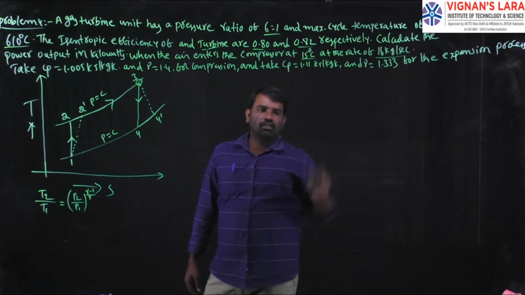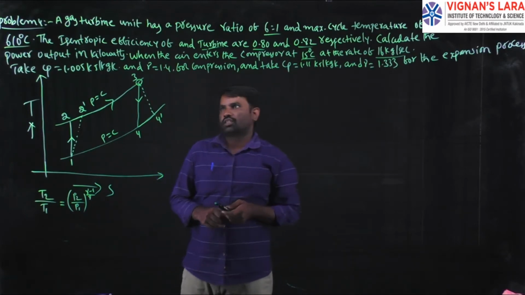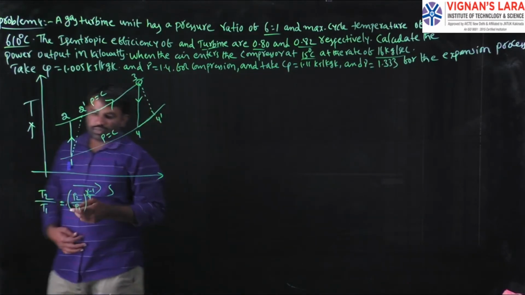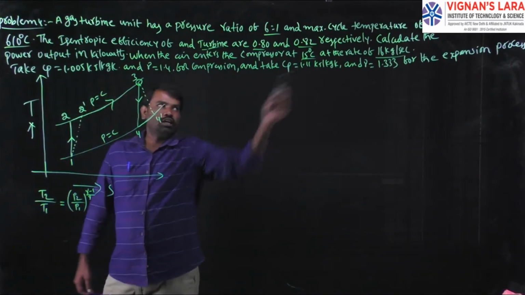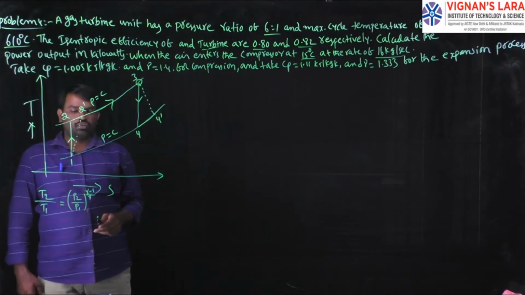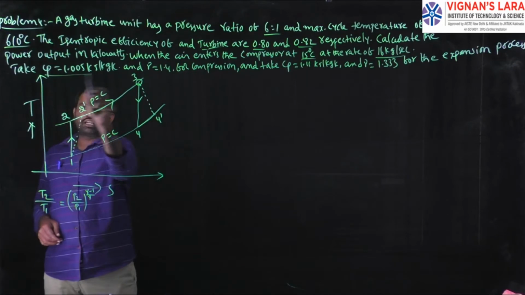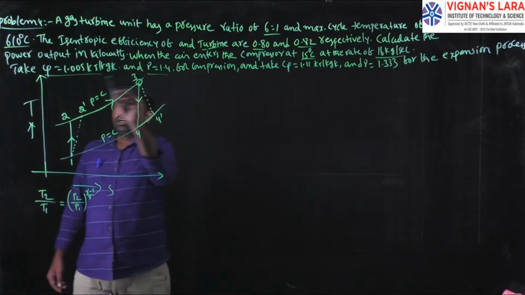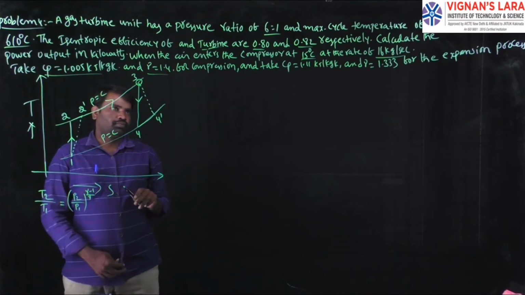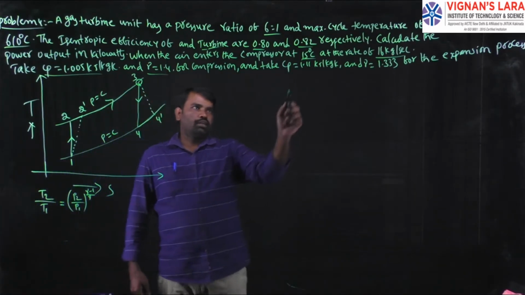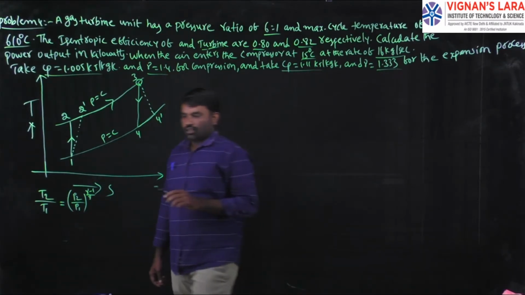16 kilograms per second is the mass flow rate of air, and T1 is the inlet temperature of the air. In the present problem T1 is given, that is 15 degrees centigrade, and T2 we have to find. The pressure ratio P2 by P1 is given. For the compressor we take gamma equal to 1.4 and Cp equal to 1.005, and for the turbine we take Cp equal to 1.11 and gamma equal to 1.333.